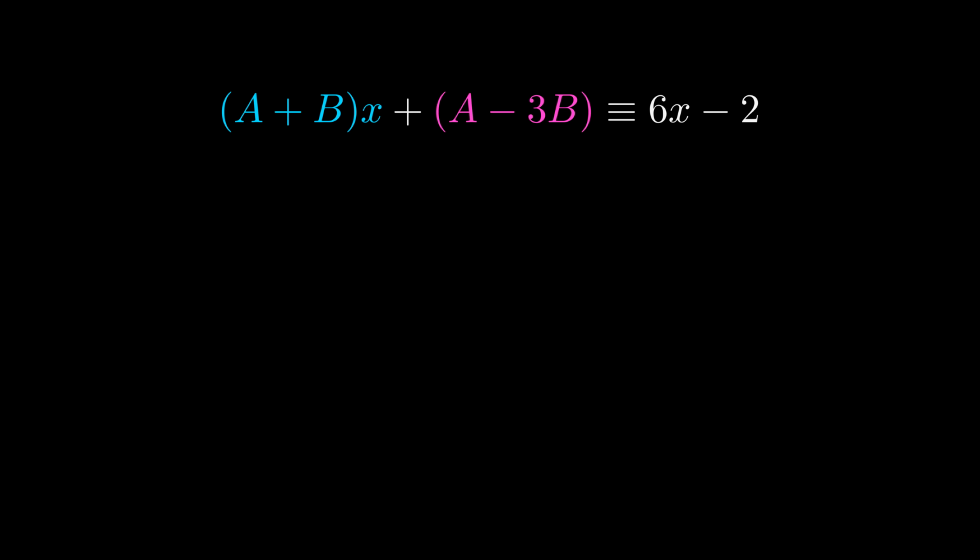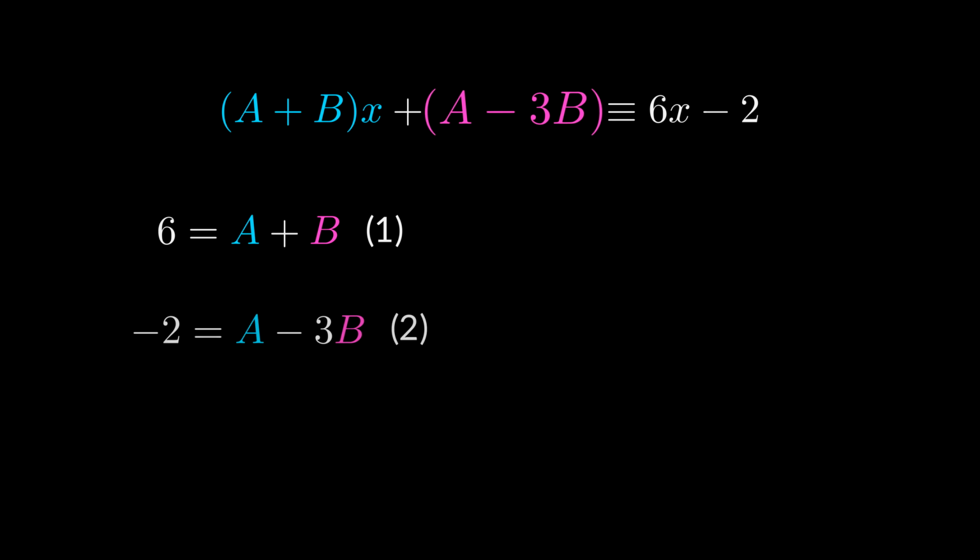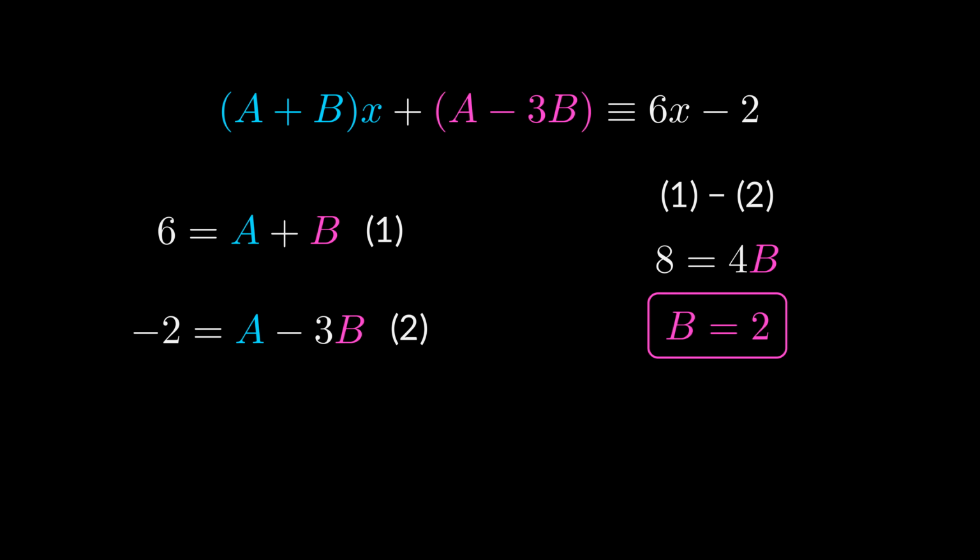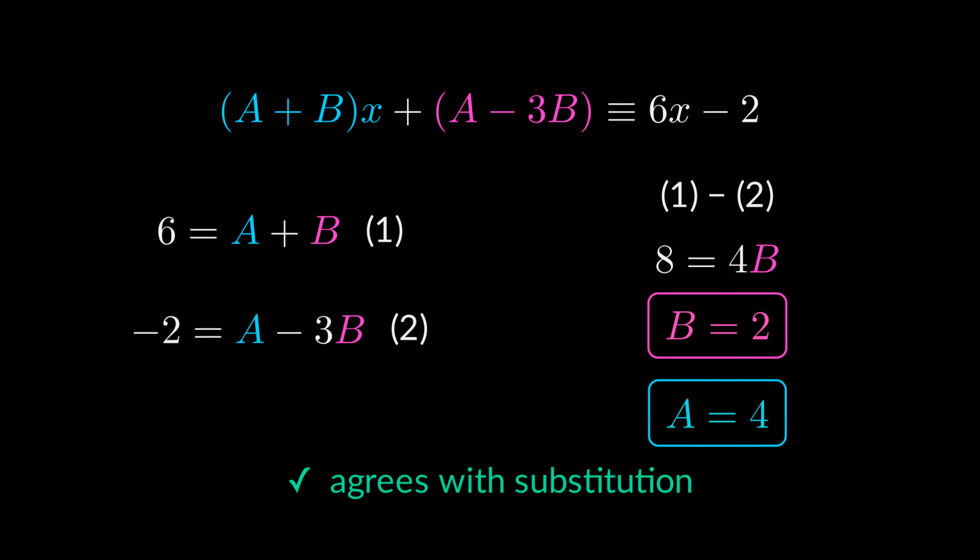Now compare the two sides, piece by piece. On the left, x carries a 6 in front. On the right, it carries A plus B. They have to be the same number, so A plus B is 6. Do the plain numbers the same way. A minus 3B is minus 2. Two equations, two unknowns. Subtract one from the other and the A's cancel. 4B equals 8, so B is 2. Feed that back in, and A is 4. Exactly what substitution gave us. Two roads, one destination.